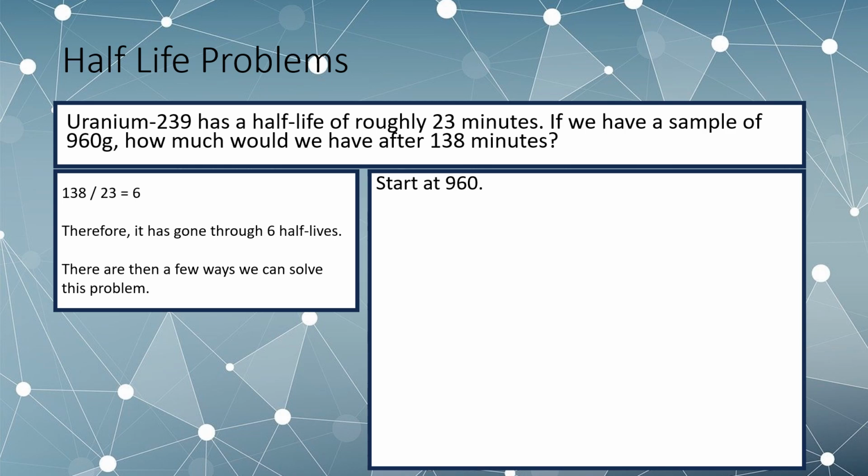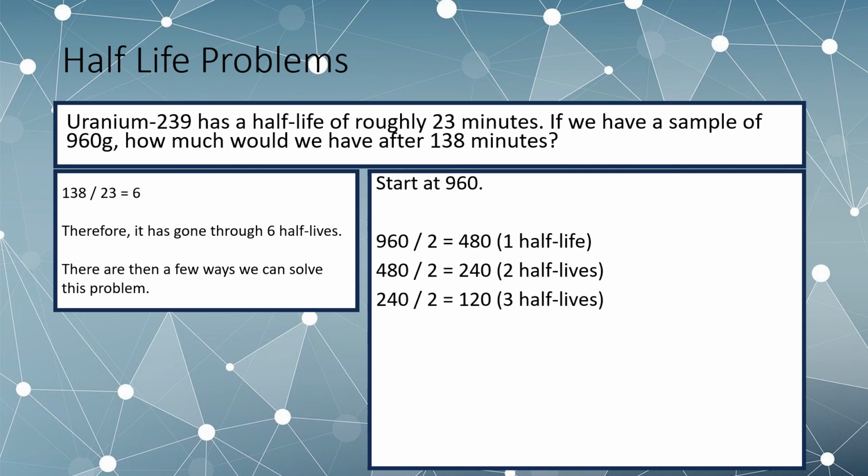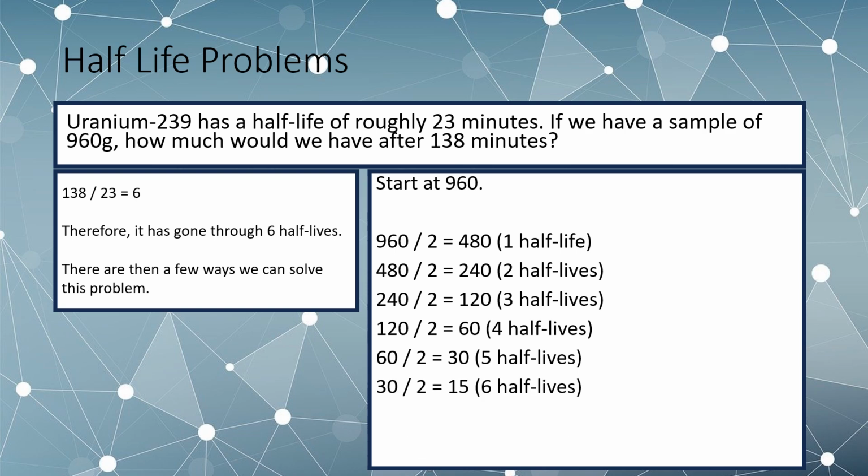So if we start at 960 and we divide it by 2, or half it, we get to 480, and we know that's 1 half-life. It then goes through another half-life, so we half it again. 480 divided by 2 equals 240. Do it again. 240 divided by 2 equals 120. Do it again. 120 divided by 2 equals 60. Once more, 60 divided by 2 equals 30. And finally, 30 divided by 2 equals 15, which is 6 half-lives. Therefore, after 138 minutes, 15 grams remains, as it has gone through those 6 half-lives.